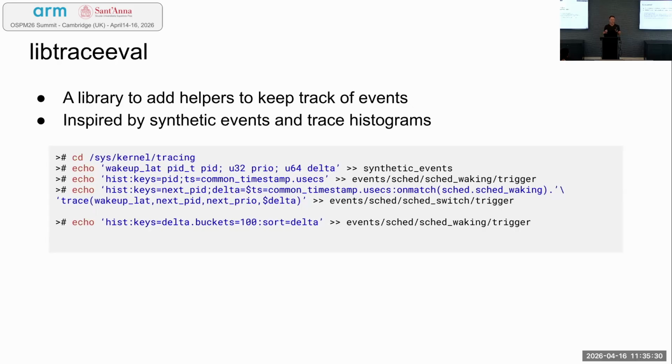And then I attach a trigger to the sched waking based off of the next process ID, so the process that's scheduling onto the CPU. And I make keys equals next PID there.